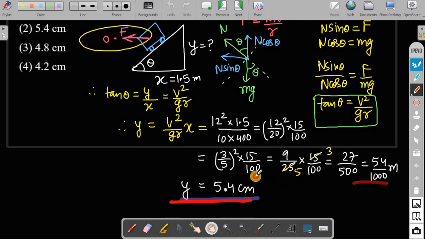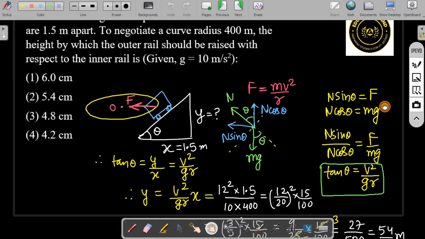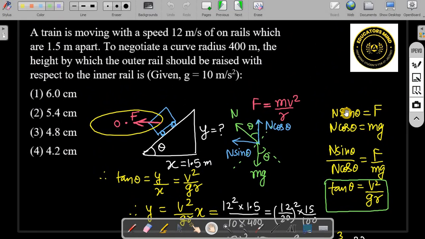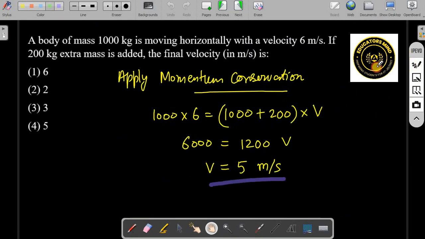Simplify this, and the answers are given in terms of centimeters. So bring it in terms of centimeters: 5.4 centimeter. That's the correct answer, right? So in this way you can solve the question. It is better to remember the formula tan theta equals v square by gr. Let's go to the next question.